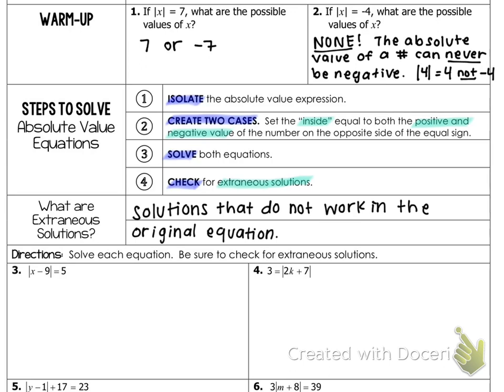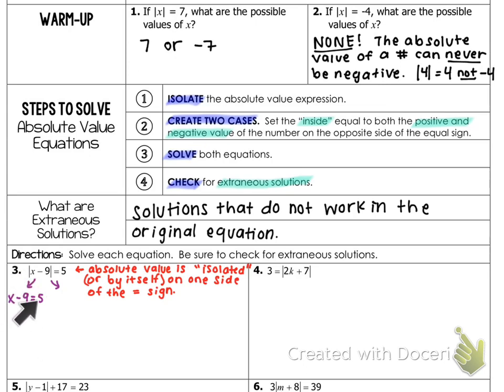The first thing we do is we isolate the absolute value expression. It means we get it alone on one side of the equation. This absolute value of x minus 9 is by itself on the left-hand side of the equation. It's one side of the equal sign. So we're done there. So we did number 1. Number 2, create two cases. This is what is meant by two cases. We're going to have one of the exact same pieces, except without the absolute value.